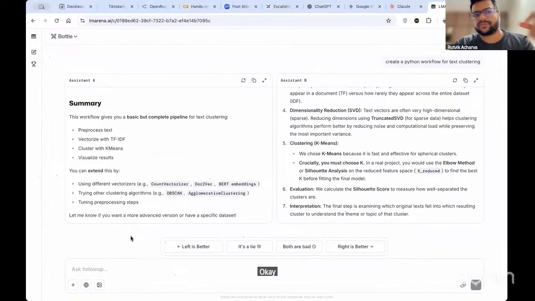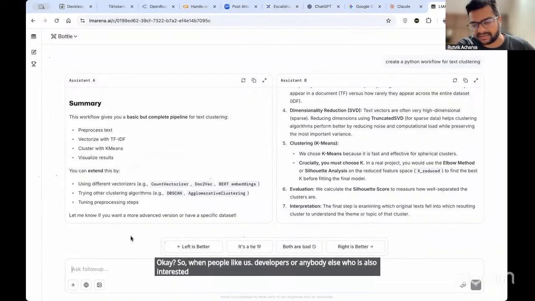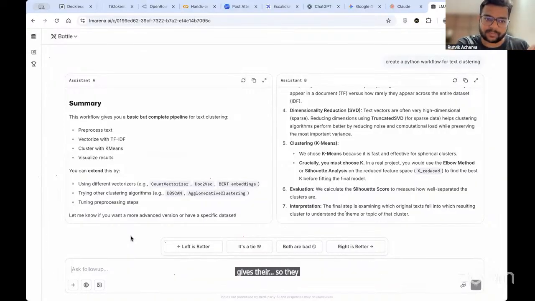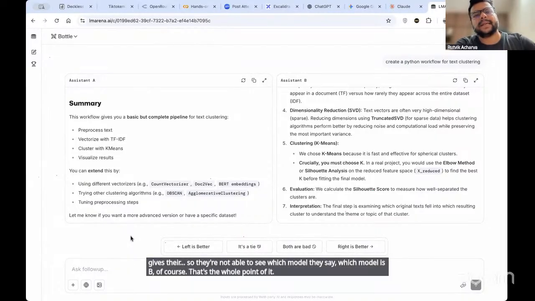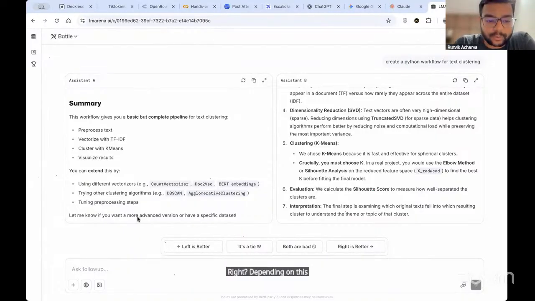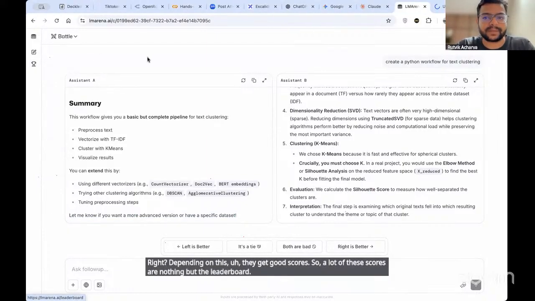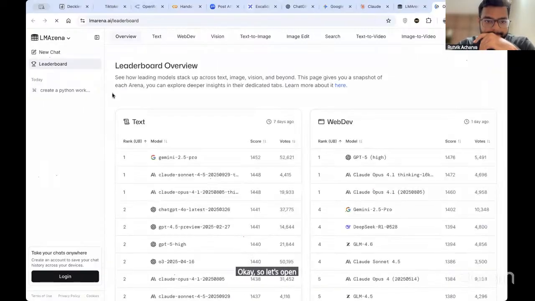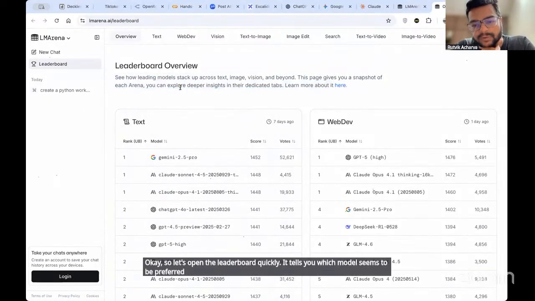Okay. So when people like us, developers or anybody else who is also interested in using the large language models, give their votes, they are not able to see which model is A, which model is B, of course. That's the whole point of it, right? Depending on this, they get good scores. So a lot of these scores are nothing but the leaderboard. Okay, so let's open the leaderboard quickly. It tells you which model seems to be preferred by the folks like us or whoever has done this test.